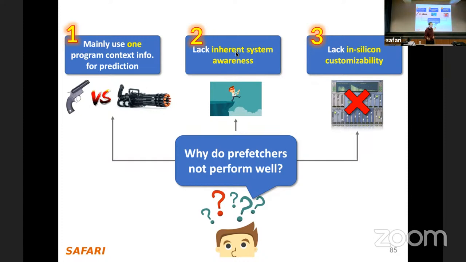Feedback-directed prefetching throttling actually adds system awareness, but it's not baked into the algorithm itself. Feedback-directed prefetching can be employed with any prefetcher, basically. You just need to customize it slightly to the prefetcher. And also, in silicon, they're not easily customizable, meaning once you have created this prefetcher, it's very difficult to tune it for different workloads dynamically, for example. So this work tackles these three aspects.